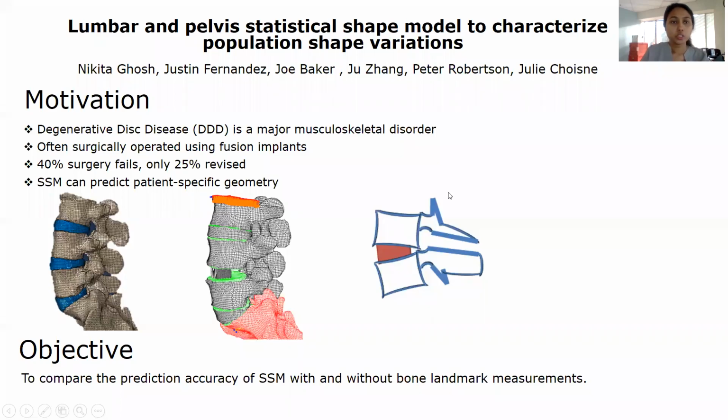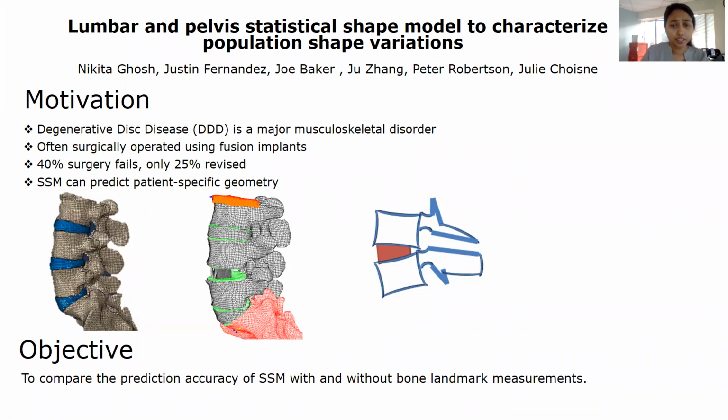Hi everyone, today I will talk about my work, which is a lumbar and pelvis statistical shape model to characterize population shape variations. Degenerative disc disease is a major musculoskeletal disorder where the disc may dry out, thin or crack, causing numbness and weakness in the patients. Patients who fail to find relief with non-operative management are often considered for spinal fusion surgery.